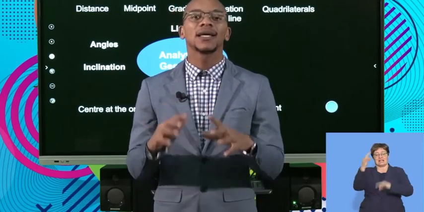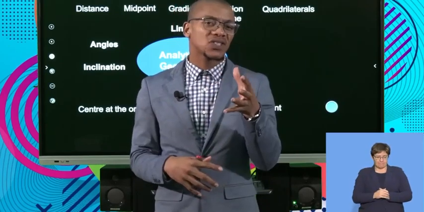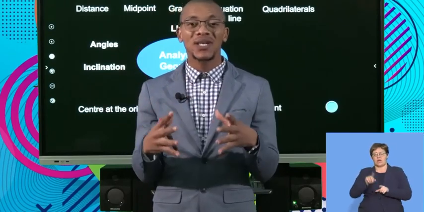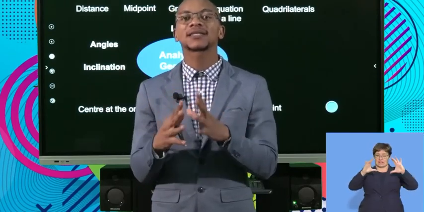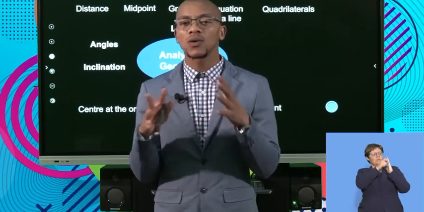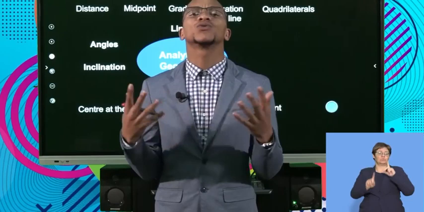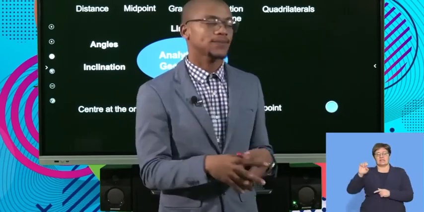Now we're going to look at the circle in analytical geometry. This is about the equation of a circle and also the equation of a tangent to a circle. But firstly, let's look at some keywords, and then later do some questions that have to do with equations of a circle and equation of a tangent.